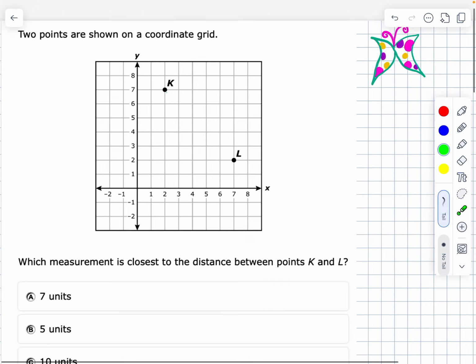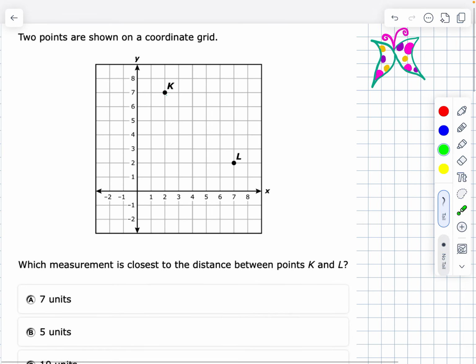Okay, so if you're not exactly sure what to do, I always like to start with just drawing something. I know I want the distance between K and L, as close as I can get, so I just draw a line. And hopefully when you see this, you can see that you could create a right triangle easily because you've got those 2 points K and L and everything's lined up. It tells you which points they are on.